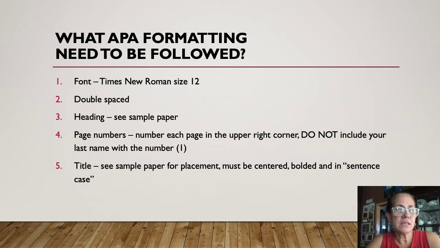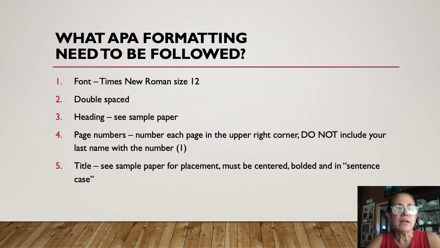As a general review, I did want to point out again, in a very general sense, what are the things that have to be followed as far as APA and your complete or overall paper. 1, font has to be Times New Roman size 12. 2, everything has to be double spaced, 1-inch margins all around. The heading you will see in the sample paper, and I'll discuss that heading as we look at the sample paper in the next slide.